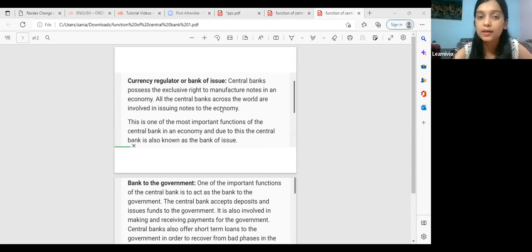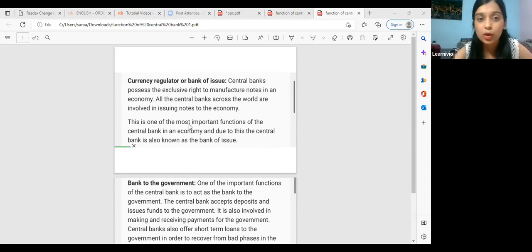Central bank, and every central bank is involved in issuing notes, in producing notes. This is one of the most important functions of the central bank. There are, as I told you, 4-5 functions of central bank, but issuing currency is the most important function. If I ask you, what are the uses of water? There are lots of uses, but basically the very first need is drinking. We use water to drink, right? So similarly, the very first function of central bank is to issue the currency.